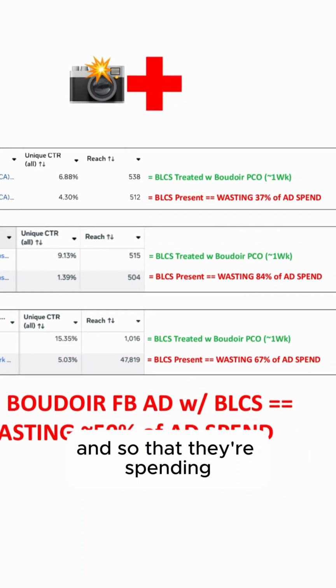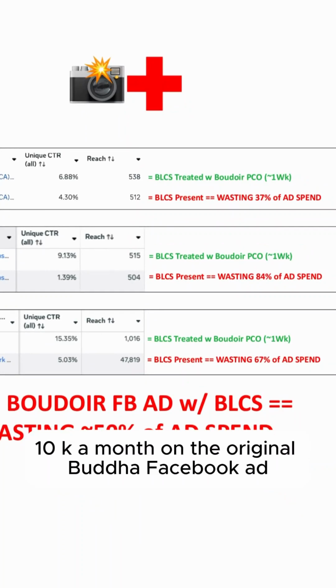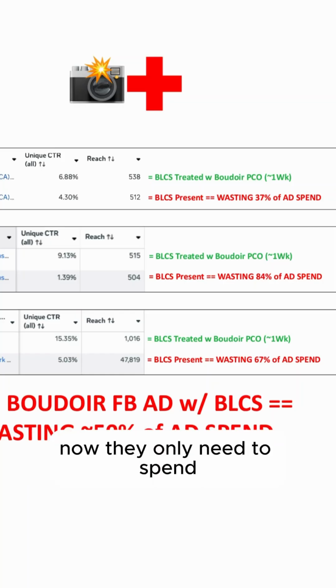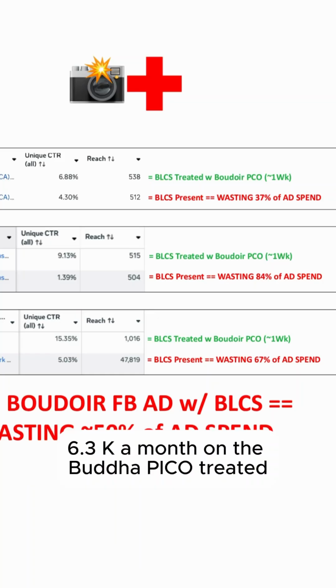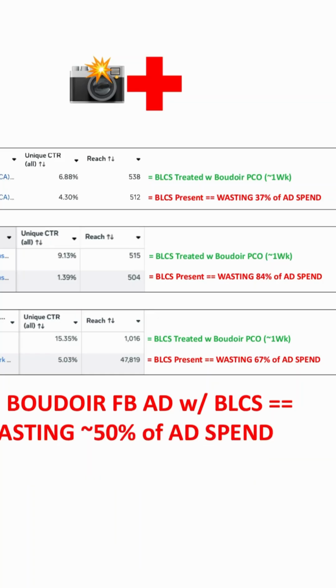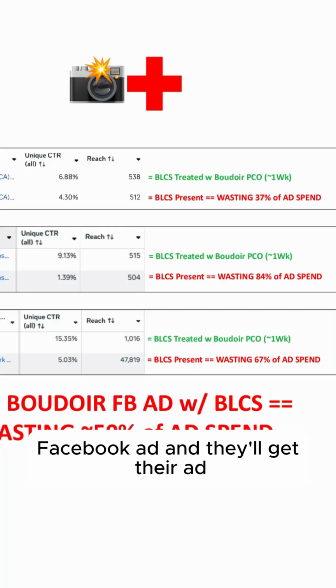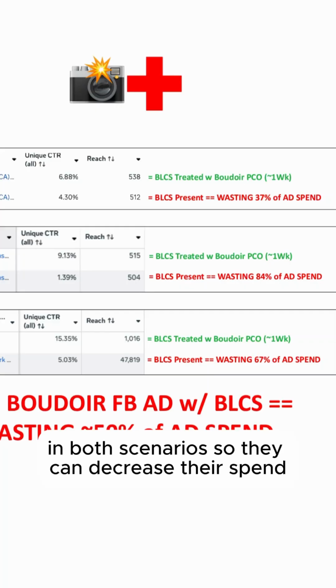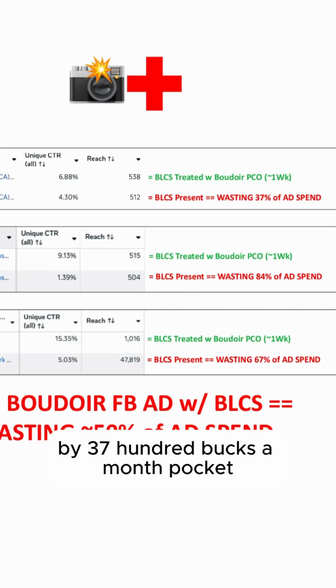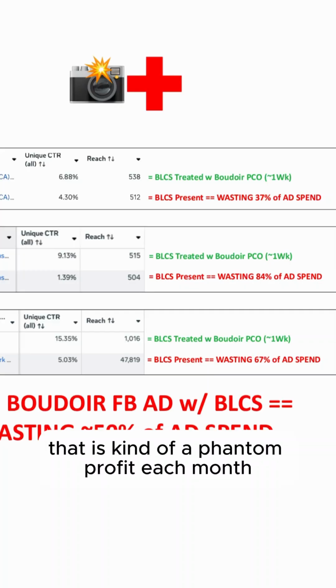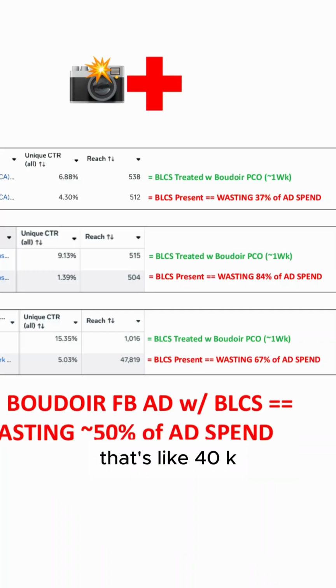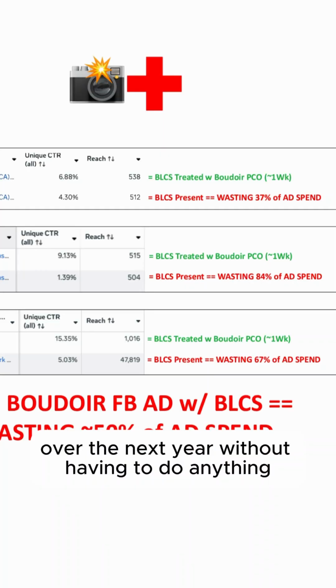And so they're spending 10K a month on the original Boudoir Facebook ad. Now they only need to spend 6.3K a month on the Boudoir Pico treated Facebook ad, and they'll get their ad into the same number of women's brains in both scenarios. So they can decrease their spend by $3,700 a month, pocket that as kind of a phantom profit each month. That's like 40K over the next year without having to do anything.